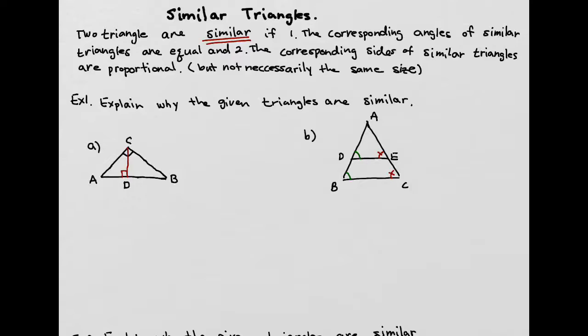Example 1: explain why the given triangles are similar. In order to prove these two triangles are similar, you need to make sure they have all the same angles and also proportionally equal sides. So then let's look at example A.